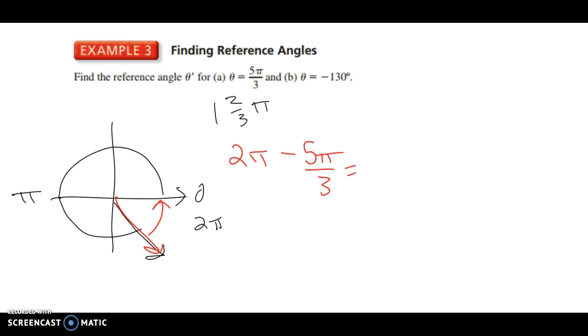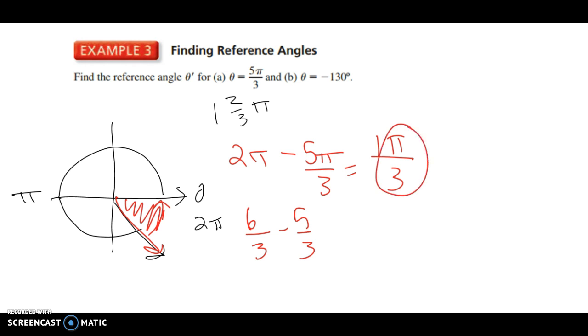So what's 2 minus 5/3? If you know how to subtract fractions, 2 is 6/3 minus 5/3. That leaves us with 1/3 pi, or pi over 3. And that is our reference angle. We'll use pi over 3, which can be found on your unit circle.